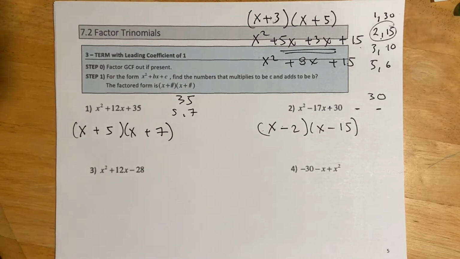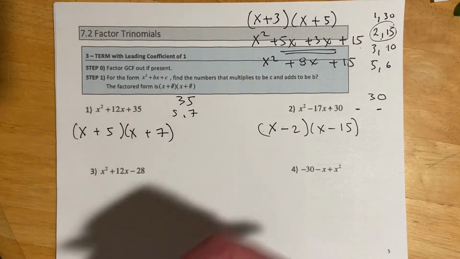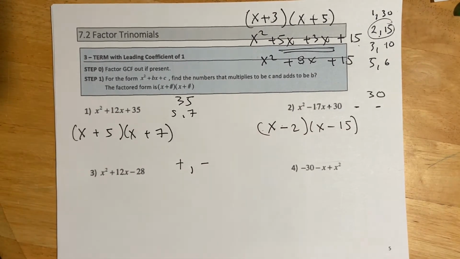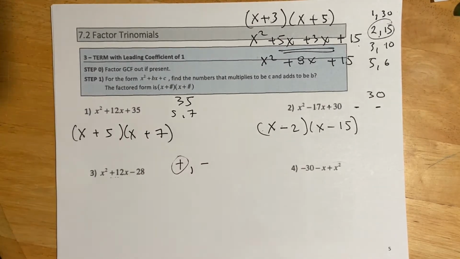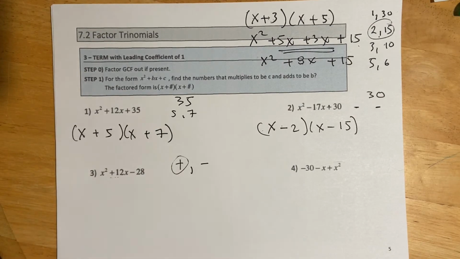So here, in this example, we get a negative on the end. So that means we're going to have mixed signs. We're going to have one positive sign, and we're going to have one negative sign. And in this case, because this middle term is positive, the positive is going to be the larger of the numbers, because when I add them together, it's going to dominate.